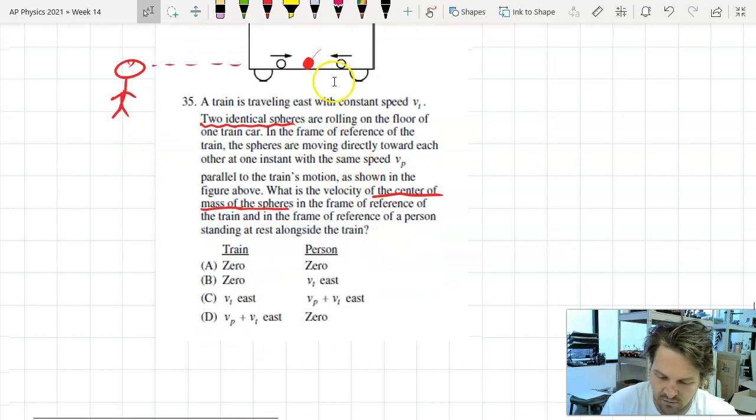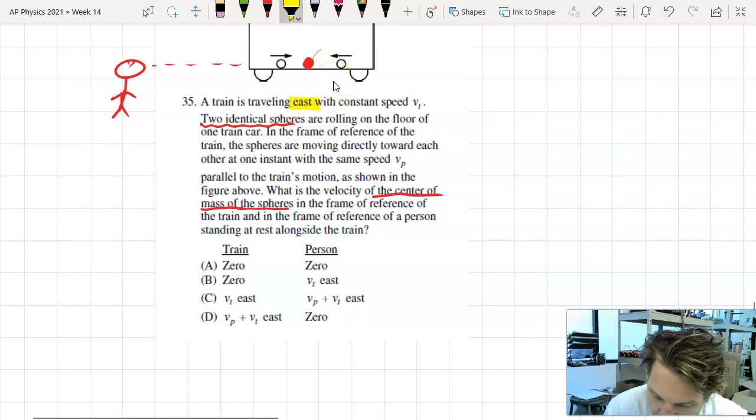So VT to the east. And that actually cuts everything else out because everything else is not that answer.